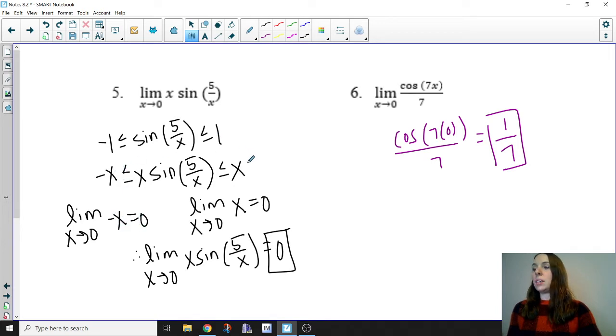Which then allowed me to take the limit of each extreme here, the limit as x approaches 0 of -x equals 0, the limit as x approaches 0 of x equals 0, and since these match, I can say that means that the limit as x approaches 0 of x sine 5 over x equals 0. We might as well finish that statement with by the sandwich theorem.